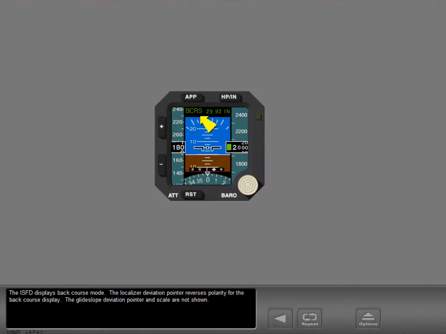The ISFD displays back course mode. The localizer deviation pointer reverses polarity for the back course display. The glide slope deviation pointer and scale are not shown.